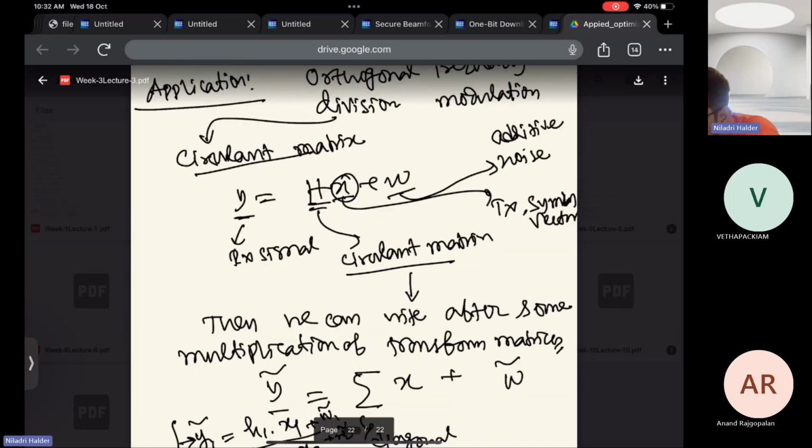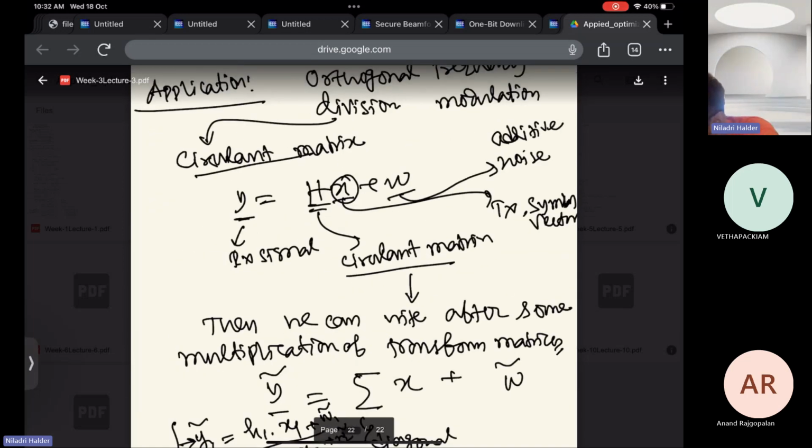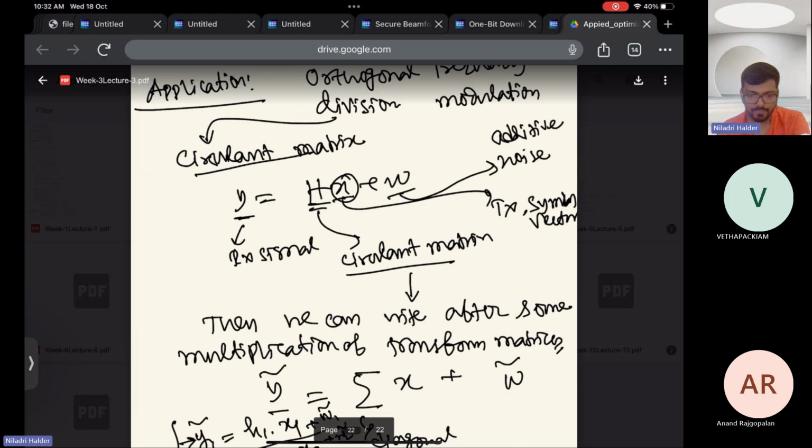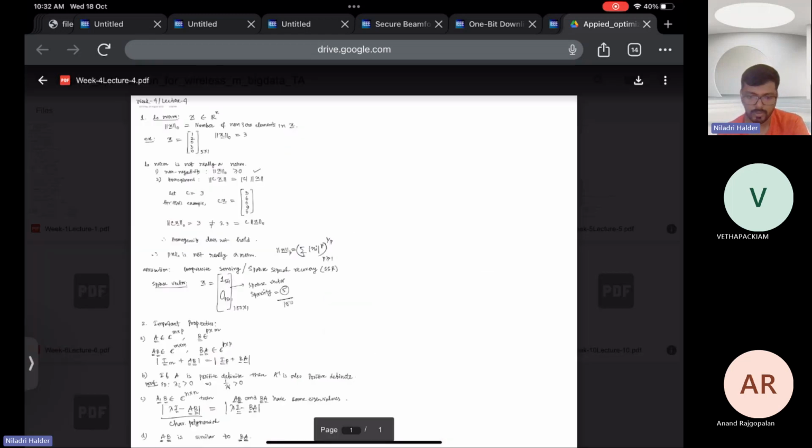These are applications that will be helpful. One application is in orthogonal frequency division multiplexing, OFDM. So that is week three, then for week four.